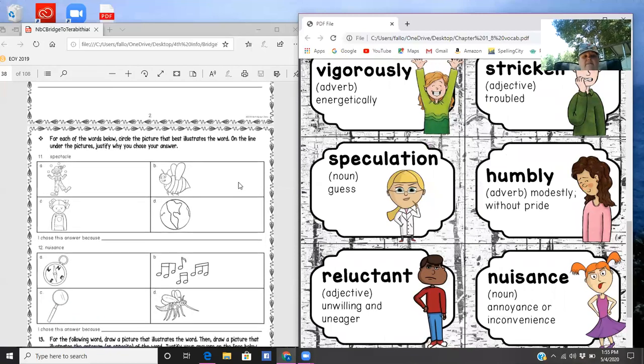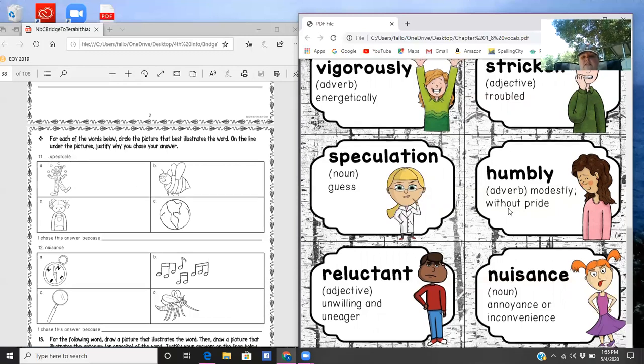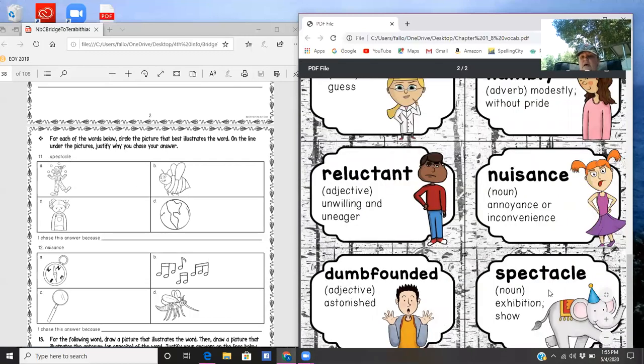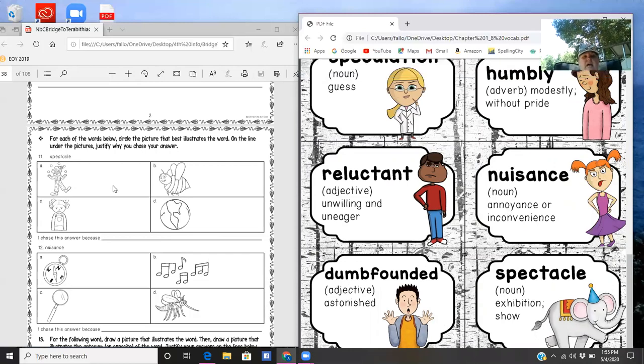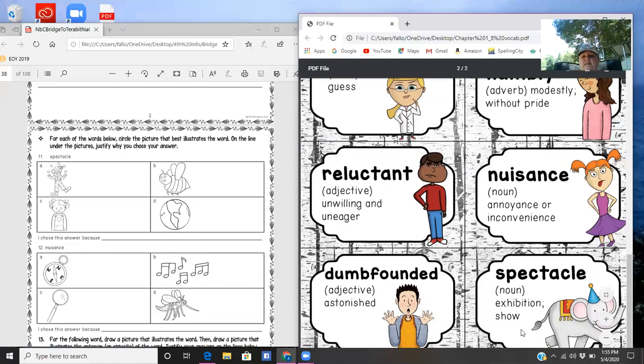Looking at number 11, we're going to read the directions at the top first. For each of the words below, circle the picture that best illustrates the word. On the line under the pictures, justify why you chose your answer. So looking at number 11, the word is spectacle. And if we look at our vocabulary cards, spectacle is an exhibition or a show. So which one of these pictures, A, B, C, or D, shows a spectacle or an exhibition or a show?